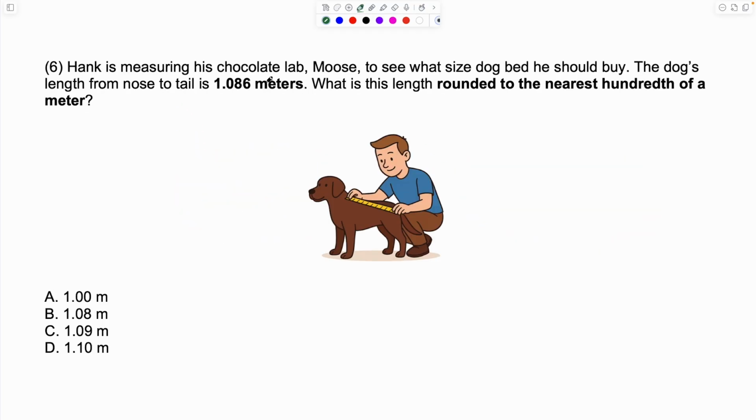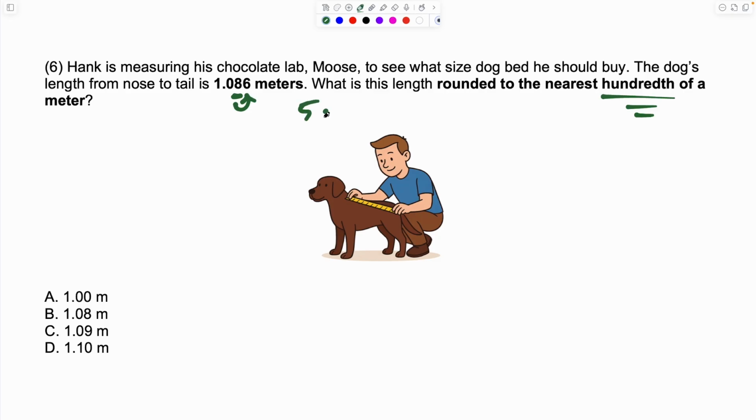Question 6, Hank is measuring his chocolate lab Moose to see what size dog bed he should buy. The dog's length from nose to tail is 1.086 meters. What is the length rounded to the nearest hundredth of a meter? So here we are rounding to the nearest hundredth of a meter. So we look here at 1.086. In the hundredths place is an 8, and to the right is a 6.